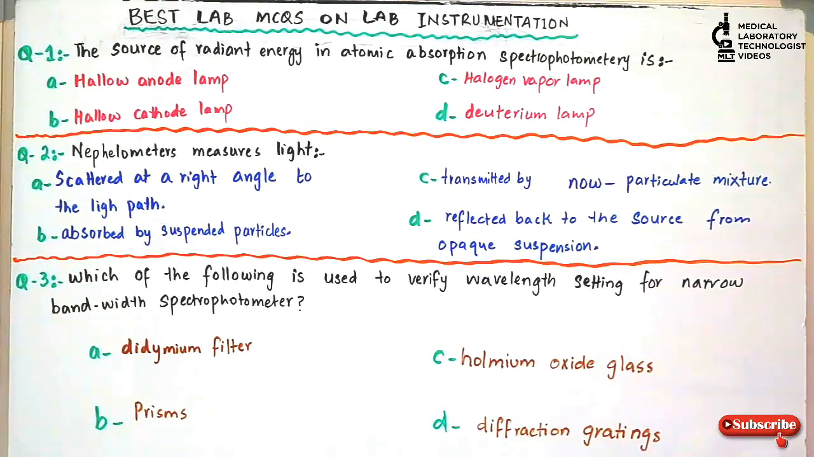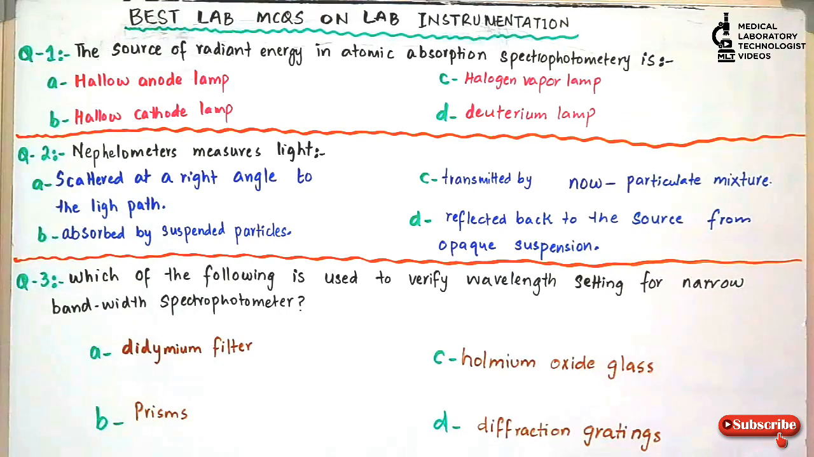Question number 3. Which of the following is used to verify wavelength setting for narrow bandwidth spectrophotometer? Options are option A, cadmium filter; option B, prisms; option C, holmium oxide glass; and option D, diffraction gratings. And the answer for this question is option C. Holmium oxide glass is used to verify wavelength setting for narrow bandwidth spectrophotometer.